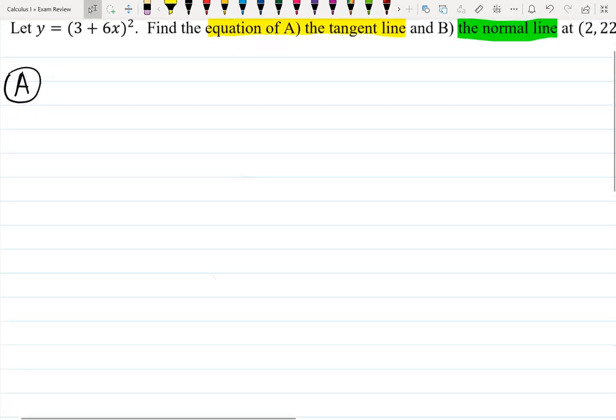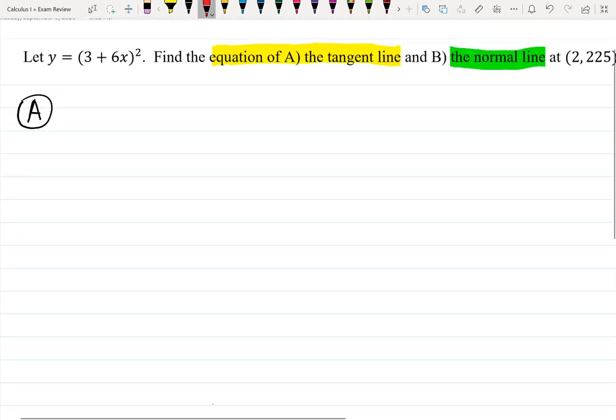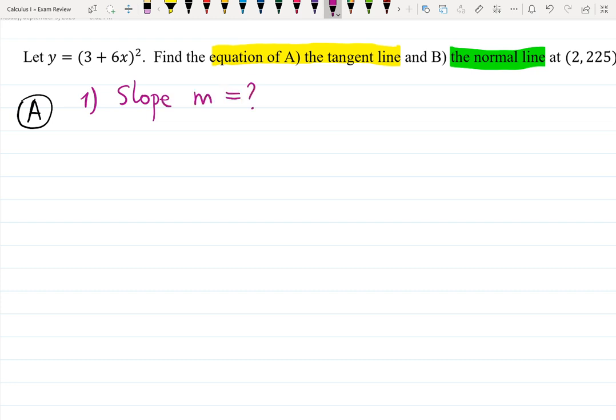Well, before starting finding the equation of a tangent line, I will briefly tell you the steps. These are the steps I recommend students use when I teach the equation of a tangent line. Step 1. First, find the slope m. To find the slope, you find the derivative of the function, right? So I will differentiate this function right now, and my y is (3 plus 6x) squared.